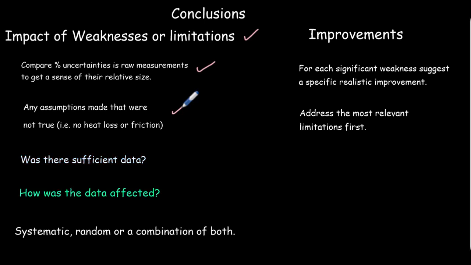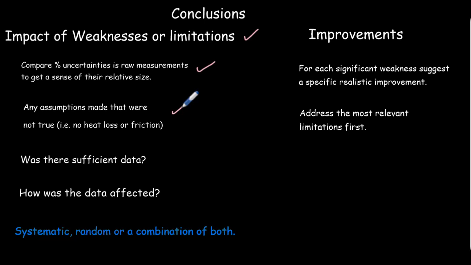And then you'd like to address the question of how the data was affected. So for instance, did it shift upwards all the values of your dependent variable? That would suggest a systematic error. And it's important to consider whether your errors are systematic or random because they have different effects. A systematic error will shift things in one direction. A random error will not.